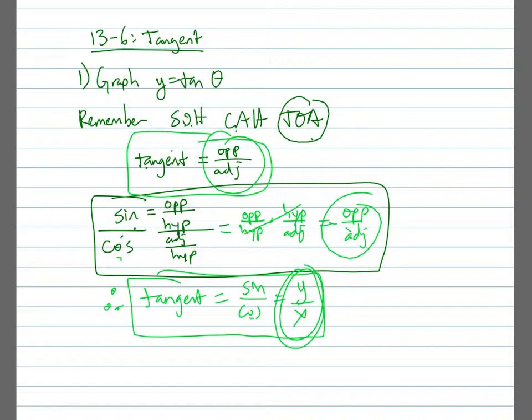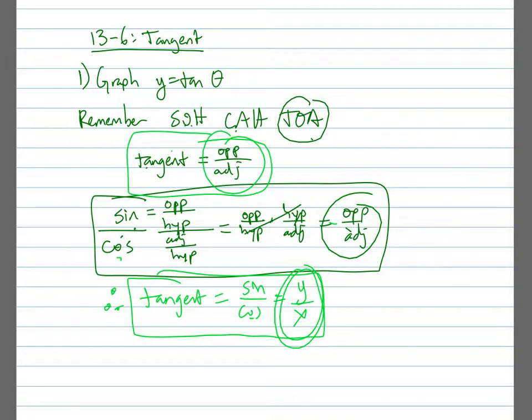Well, this looks terrible. It's a fraction over a fraction. But wait a second. Dividing by a fraction is the same as multiplying by its reciprocal. So let's just multiply by the reciprocal here. So hypotenuse over adjacent. Again, I'm not going to test you on this. I just want you to see where it comes from for next year. What's going to happen with these two hypotenuses? It's just going to become 1. So we are left with sine over cosine equals opposite over adjacent.